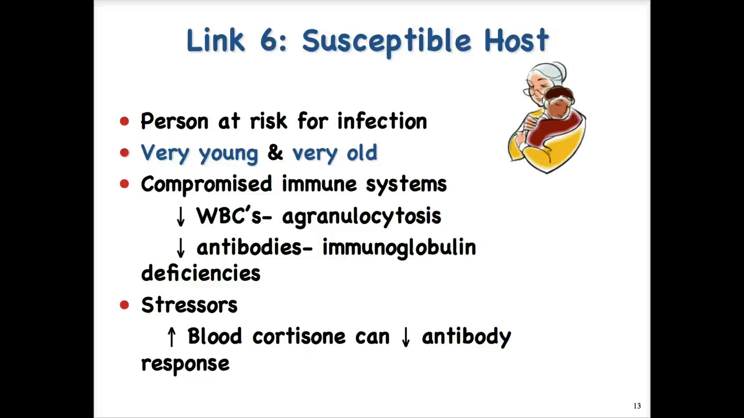Then your sixth link is your susceptible host. The people that are most likely to become sick are the very young and the very old, and those with compromised immune systems whose WBCs are already lower. Because I told you to look up what WBCs are. The white blood cell count is. You need to know the range.